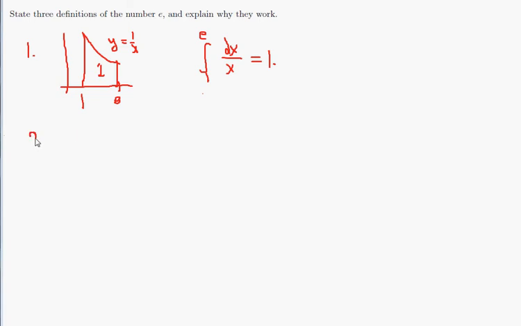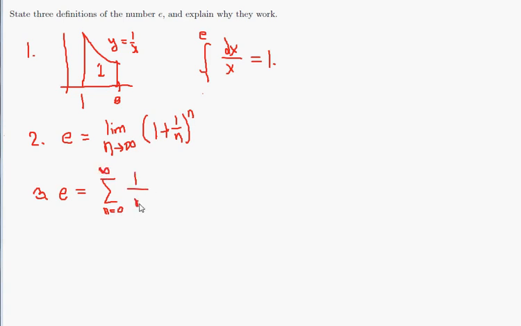The second definition is that we can write e to be equal to the limit as n goes to infinity of 1 plus 1 over n to the nth power. And the third definition is that e can be written as the summation from n equals 0 to infinity of 1 over n factorial.